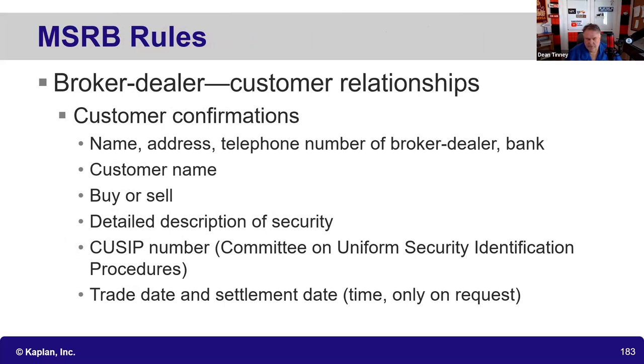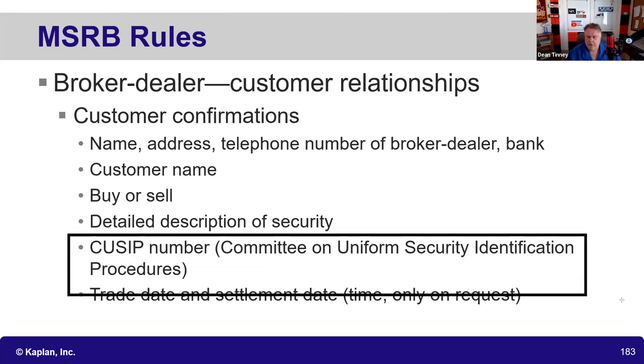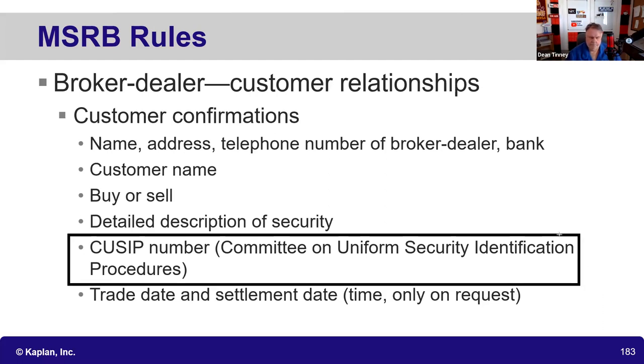So on a customer confirmation, we need the name of the customer, right? Or the name of the financial institution here, the address of the financial institution, the telephone number. If it's a bank, same thing. I wish other businesses were like ours. I hate it when I get a receipt and it doesn't have contact information. The customer name is where they bought or sold. A detailed description of the security. I told you CUSIP is a test question. Each security has its own unique identifying number known as, and you've got to come up with a CUSIP.